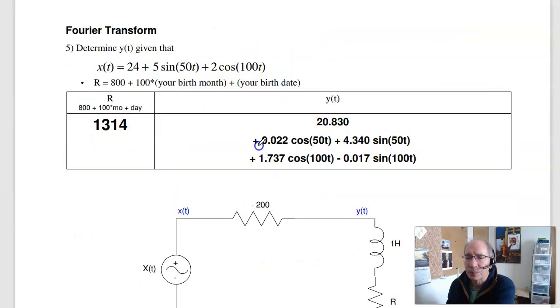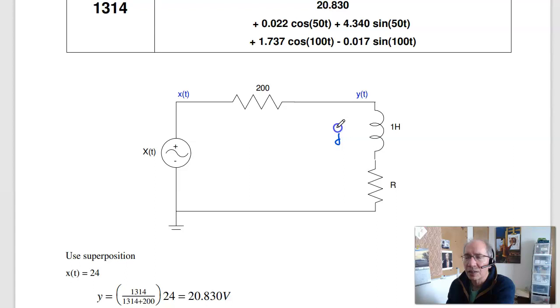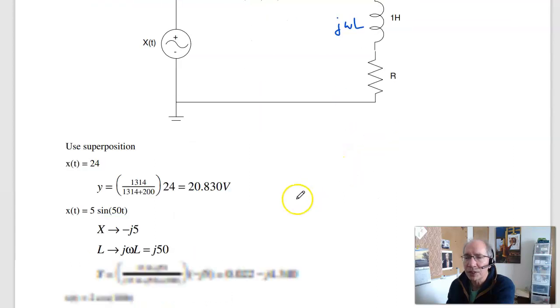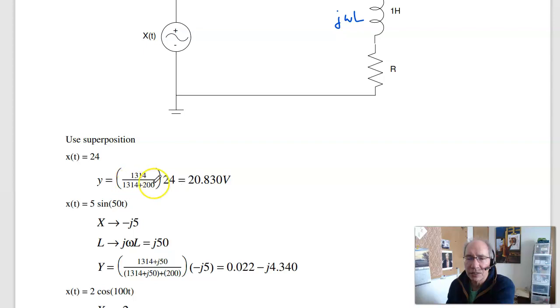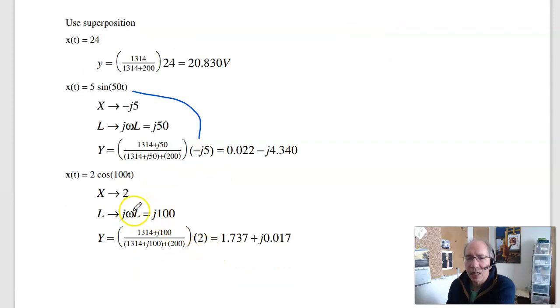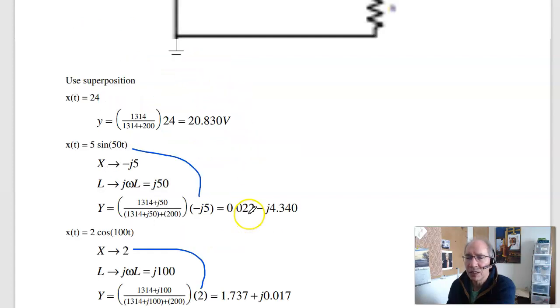Fourier transform. If I have 3 terms, I'll have 3 terms in the answer. The inductor is j omega L. Depends on frequency. If the frequency is DC, my load is 1314 ohms. If the frequency is 50 radians per second, I have j omega L plus R over the total times the input. Real part is cosine minus j sine, so there's my sine wave. And at 100 radians per second, if the input's a cosine, real part's cosine minus j sine, here's the input. So these are the 3 terms: DC, 50, 100 radians per second.